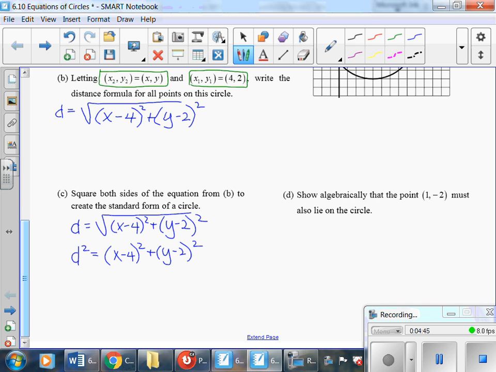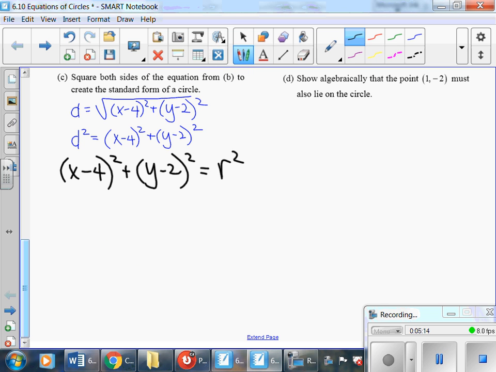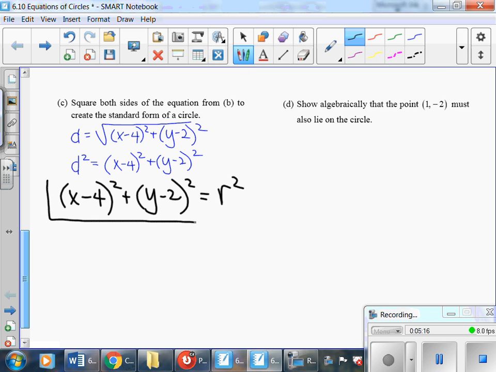Okay, so square both sides of the equation from B to create the standard form of a circle. Now, our d squared, if you remember from our first problem, we're not going to call that d squared, we're going to call that r squared. So we have (x - 4)^2 + (y - 2)^2 = r^2. So we'll call the distance the radius. So this is the standard form of this particular circle.